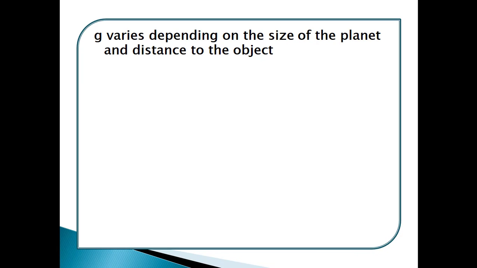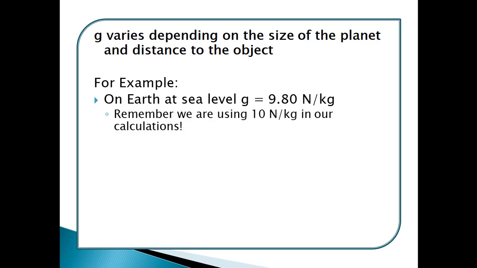Now, G varies depending on the size of the planet that you're standing on. So in different places in the universe, G is not the same as it is here on Earth, because it has to do with the force of gravity. For example, on Earth, if you are at sea level, it's measured to be 9.8 newtons per kilogram. And that's pretty consistent no matter where you are on Earth. You can change it a little bit, to maybe the 100th or 1000th decimal point, but it really doesn't change very much. It's a constant no matter where we are. Now in our calculations, we are going to use 10 newtons per kilogram because that just makes things a little bit easier. We don't have to worry about a calculator all the time.